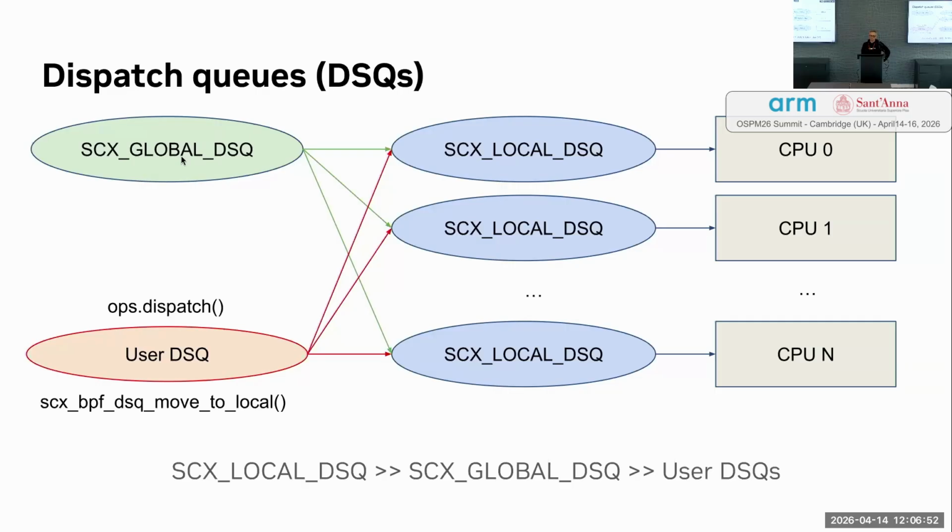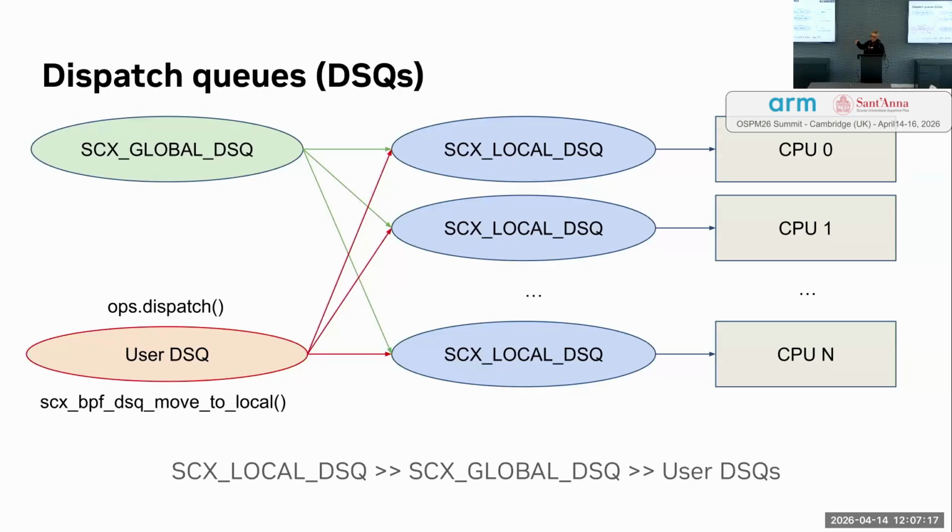The global DSQ is consumed by any CPU. So the first CPU available first checks if there's any task in the local DSQ. If there's no task, it will start picking tasks from the global DSQ. Those DSQs are managed internally in the SCX core. So you just need to insert tasks there, and then they're consumed automatically.